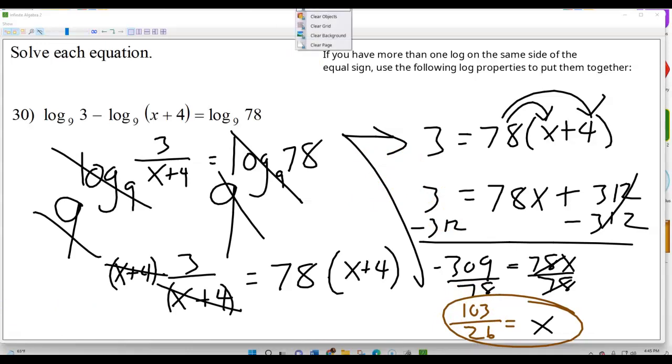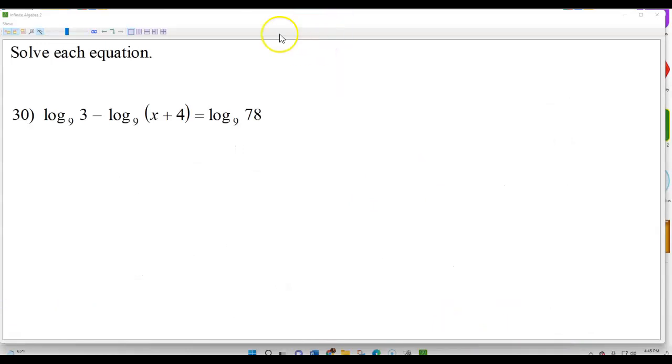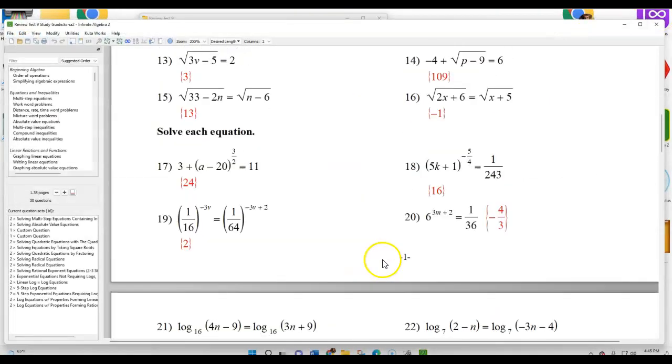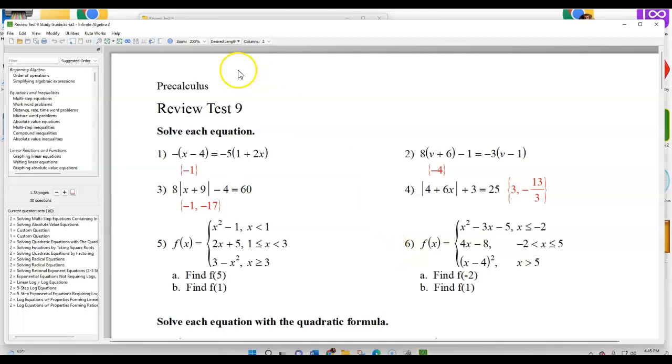All right, guys, so that's it. We talked about how to solve a variety of different types of equations that we've looked at this year. A lot of different strategies and possibilities for different types of equations. So hopefully that's helpful, and we'll see you guys in class for your review test on solving equations.